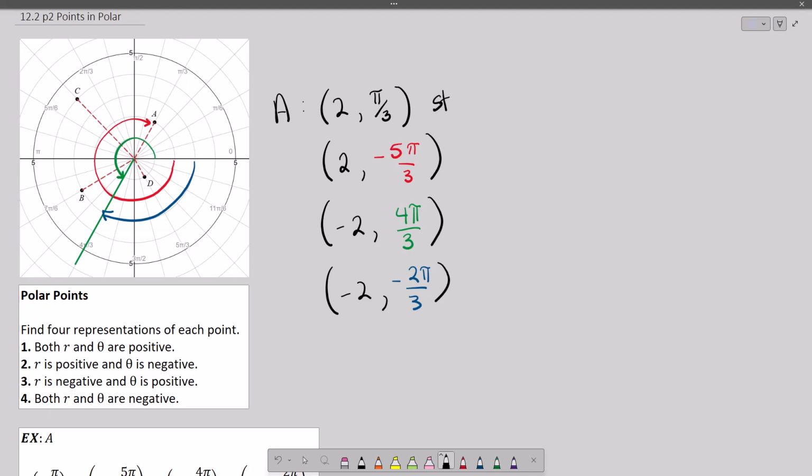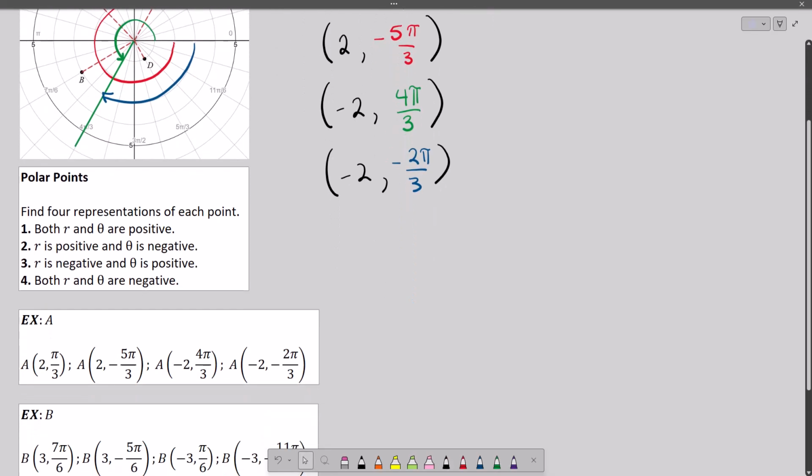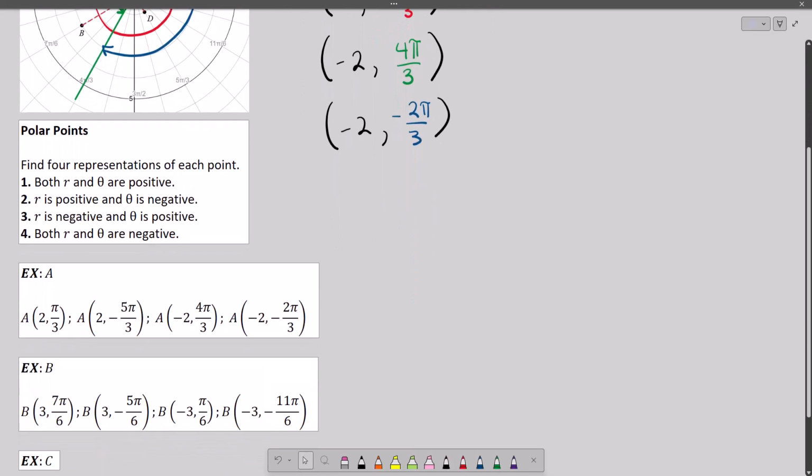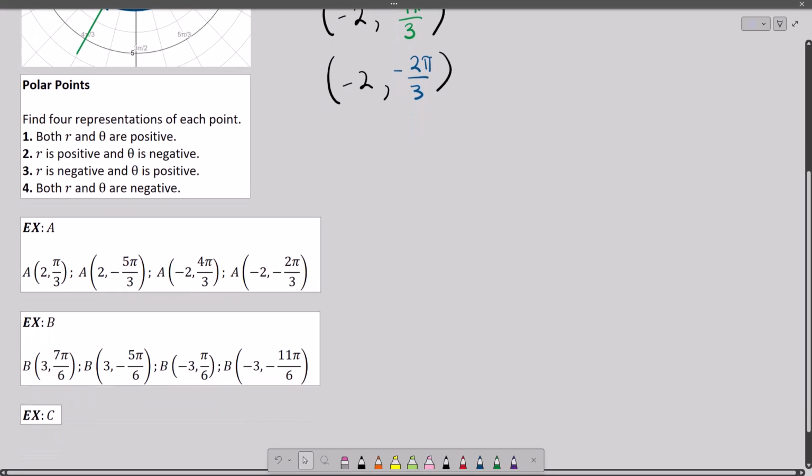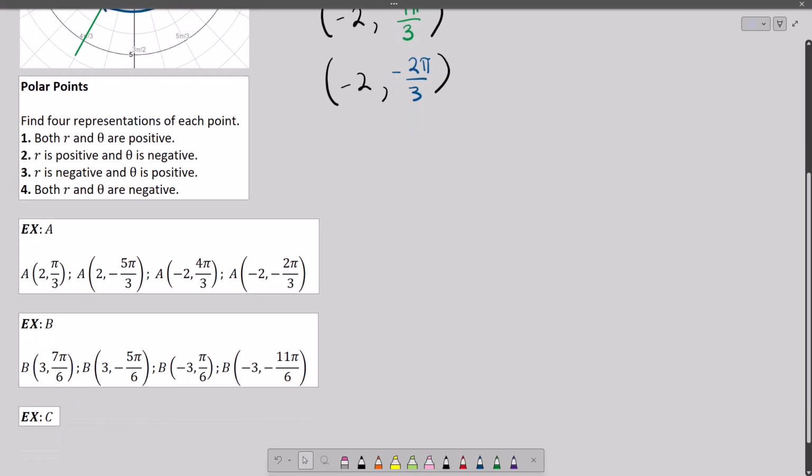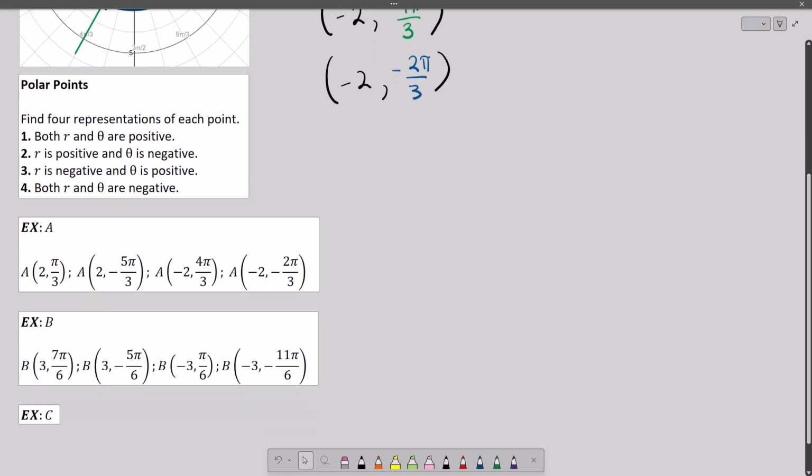This is the standard representation here. Positive r value and a theta between 0 and 2 pi. Most of us would prefer that. Okay, so that's what we just did here. We just did A. And there's an example B. You can look at B.